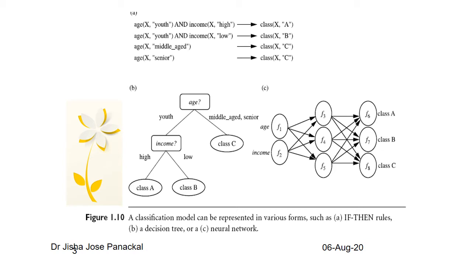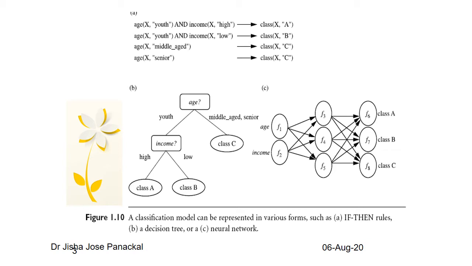Here we have age and income as the two different predicates. We are checking whether X, that is the new customer here, is youth and his income is high. If both conditions hold, we can classify that customer into class A. That is happening in the first case. And we are checking another condition: if the customer's age is youth and his or her income is low, then it is classified into class B. And if the customer is middle-aged, then the customer is classified into class C. And if the customer is senior, then also we classify that customer into class C.